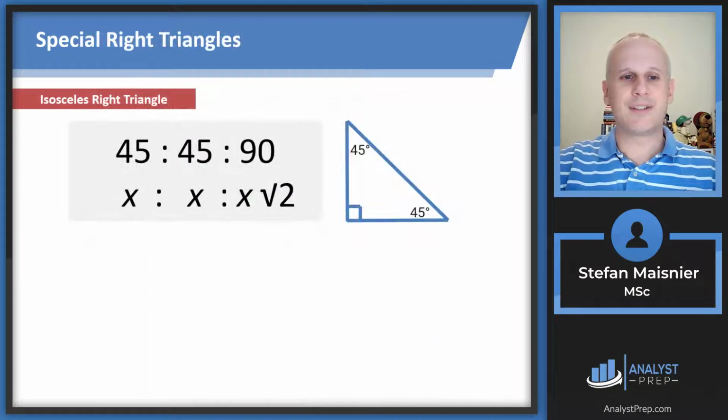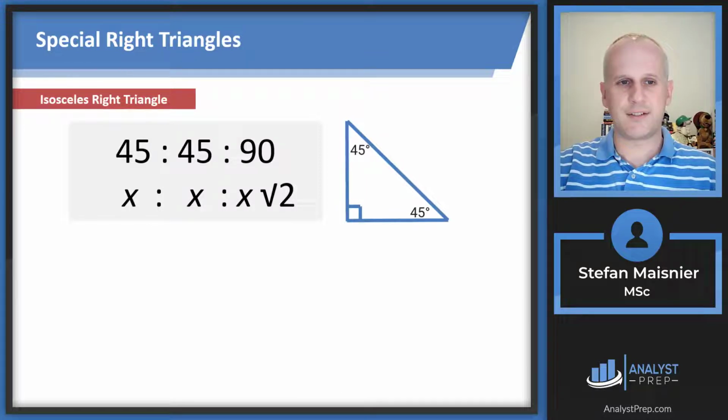So now let's talk about these special right triangles, starting with an isosceles right triangle. So we've got an isosceles right triangle on the screen, and ultimately that 45, 45, 90, x, x, x root 2 is what we want to commit to memory as a ratio that works for all isosceles right triangles.